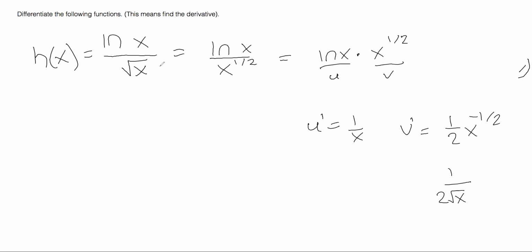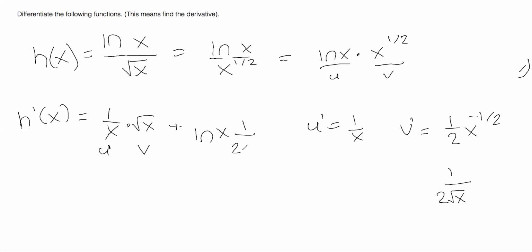So let's go ahead and apply the product rule for this. We're going to have h prime of x is u prime times v. So this would be 1 over x, that's our u prime, times our v, which is square root of x. And then we have that plus our second term, which is going to be u times v prime. So u, of course, is the natural log of x. And then we just found out that v prime is 1 over 2 square root of x. So that's one way we could do it.